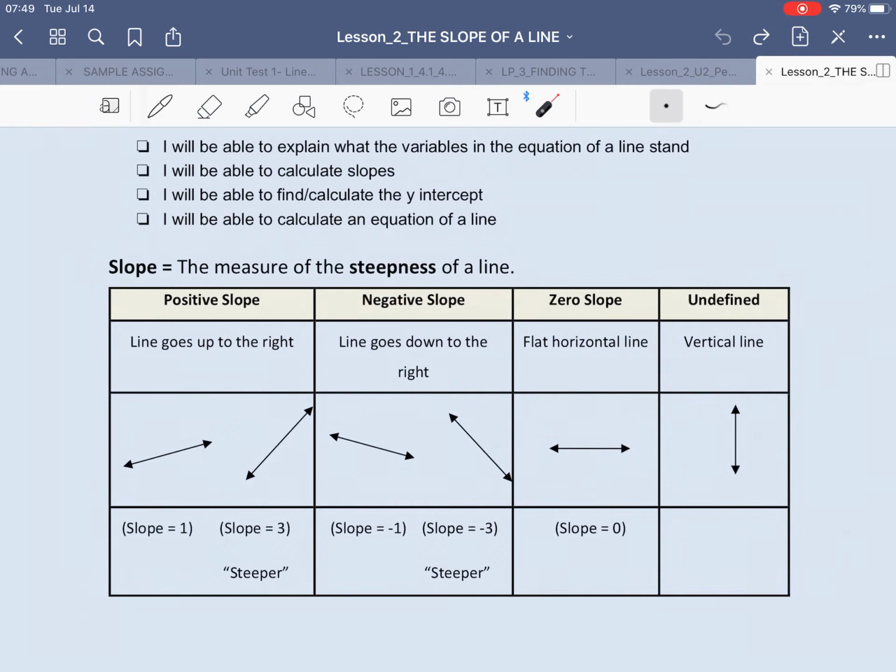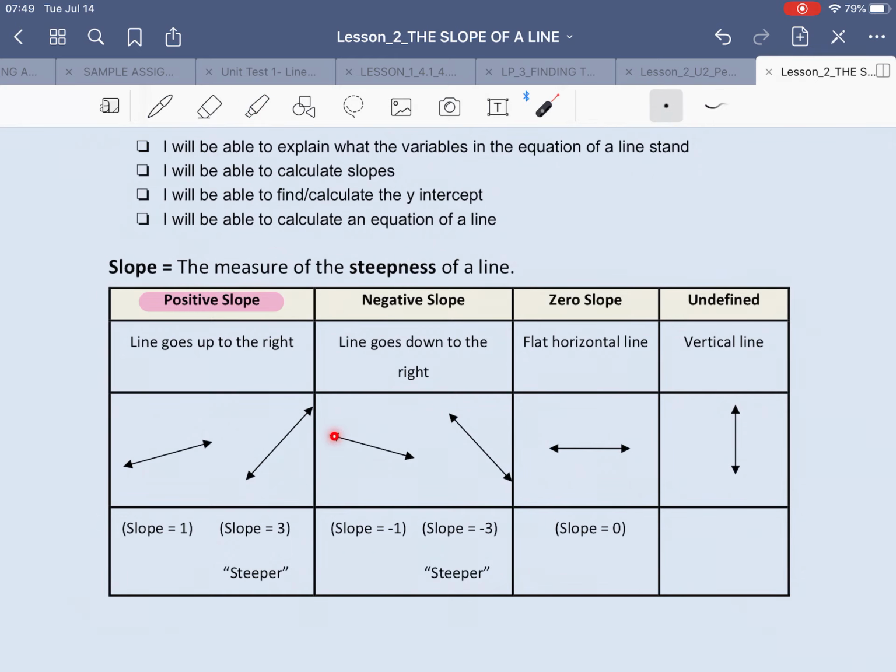In some lines, as we walk from the left endpoint to the right endpoint, and that is just like when we read a book, left to right, we notice that the lines rise up, which means that they go vertically up. In this case, we say that the line has a positive slope.